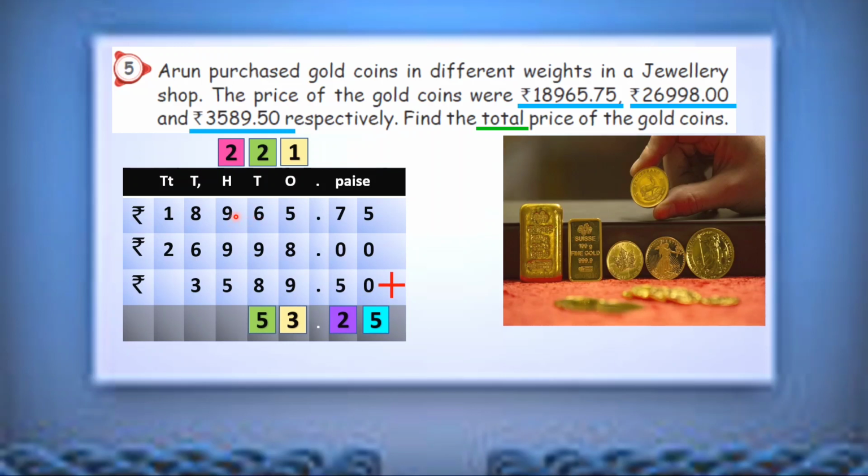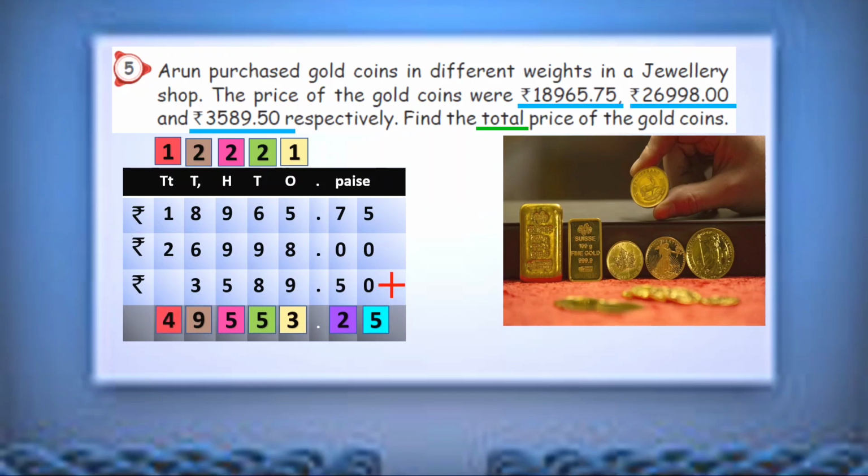Here in the thousands place value, we have 9 plus 9, 18, 18 plus 2, 20, 20 plus 5, 25. So 5 here and 2 above. Here just join these two, 8 plus 2, 10, 10 plus 6, 16, 16 plus 3, 19. So 9 here and 1 above. Then as usual, 2 plus 1, 3, 3 plus 1, 4.